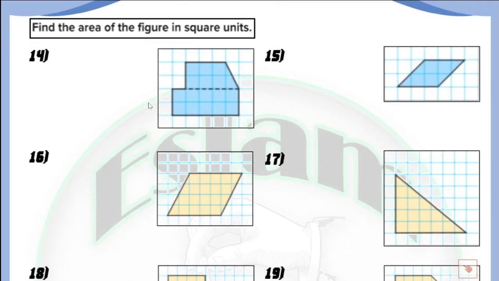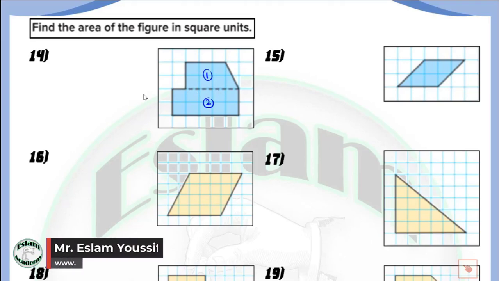In this part of the lesson, we need to find the area of each figure. In question 14, we have a figure formed from 2 shapes, a trapezoid and a rectangle. So we can find the area of the trapezoid, then find the area of the rectangle, then add them. The area of the trapezoid equals the height divided by 2 multiplied by base 1 plus base 2.